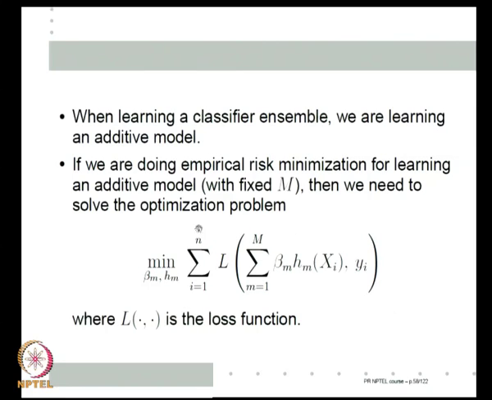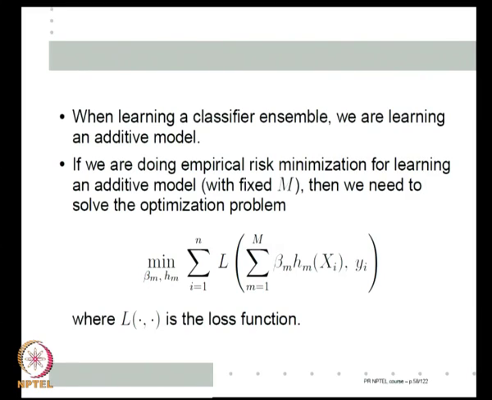So, summation i equals 1 to n of L of what is my model? Summation m equals 1 to M of beta m h m of x i, comma y i. If L is the loss function, then this is the loss on x i, y i, because the first term here is the value of the model specified by beta m and h m on x i, and this is y i. If I sum over i equals 1 to n, that is my empirical loss. So, if I want to do empirical risk minimization, I have to minimize this expression over beta m and h m. That is what empirical risk minimization would be.